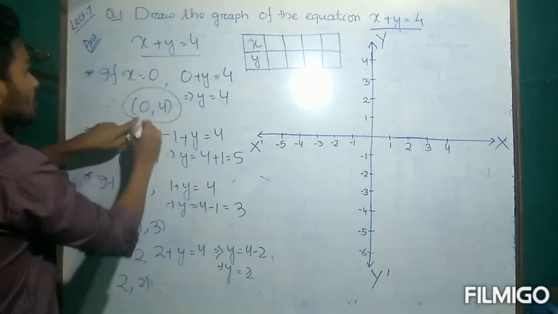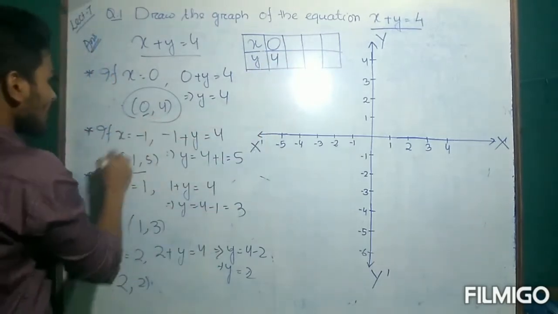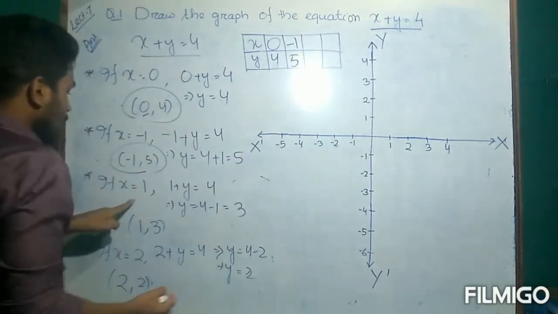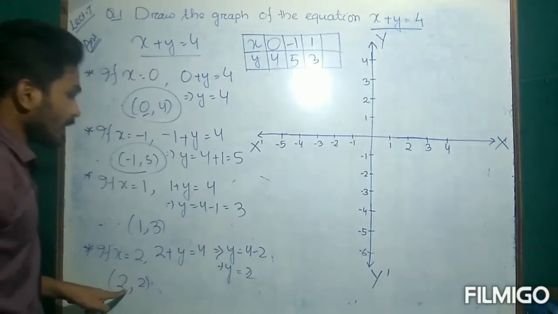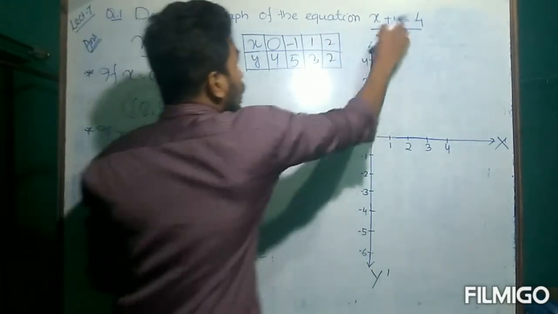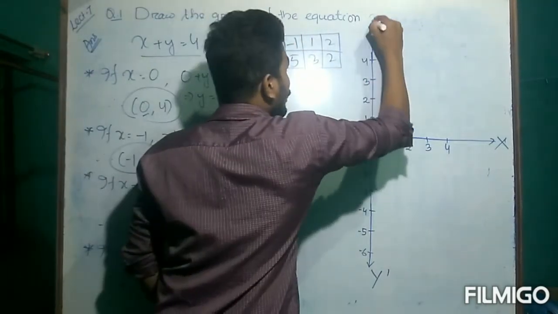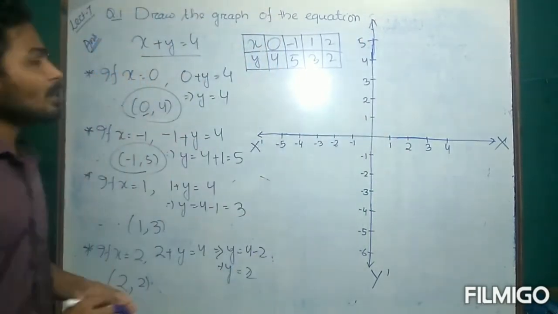So for the first solution, the x coordinate is 0, y coordinate is 4. For the second one, the x coordinate is -1, y coordinate is 5. Here the x coordinate is 1 and y coordinate is 3. And here the x coordinate is 2 and y coordinate is 2. Understood? Now all those points are being represented in tabular form. Right? Now coming to the next step.